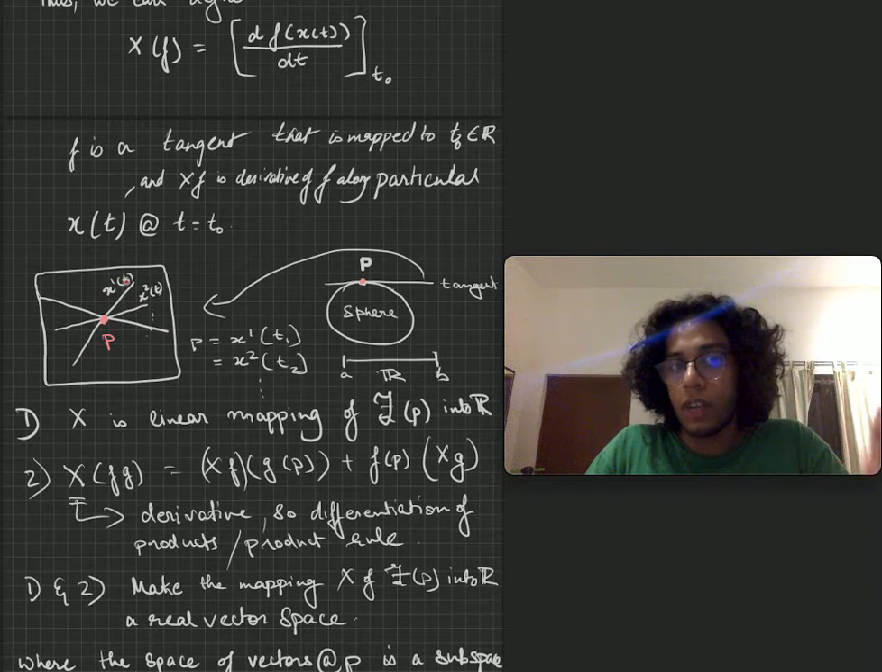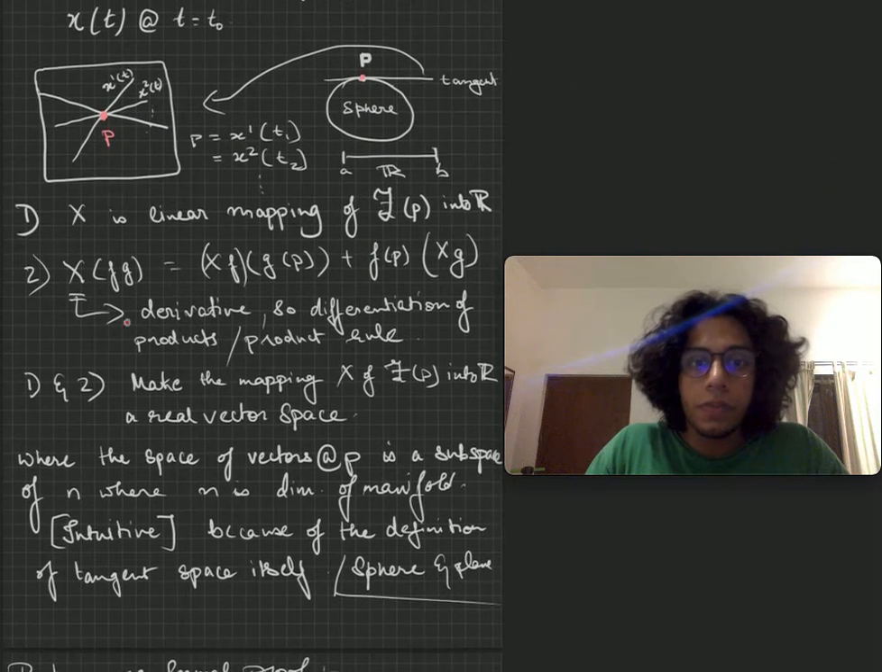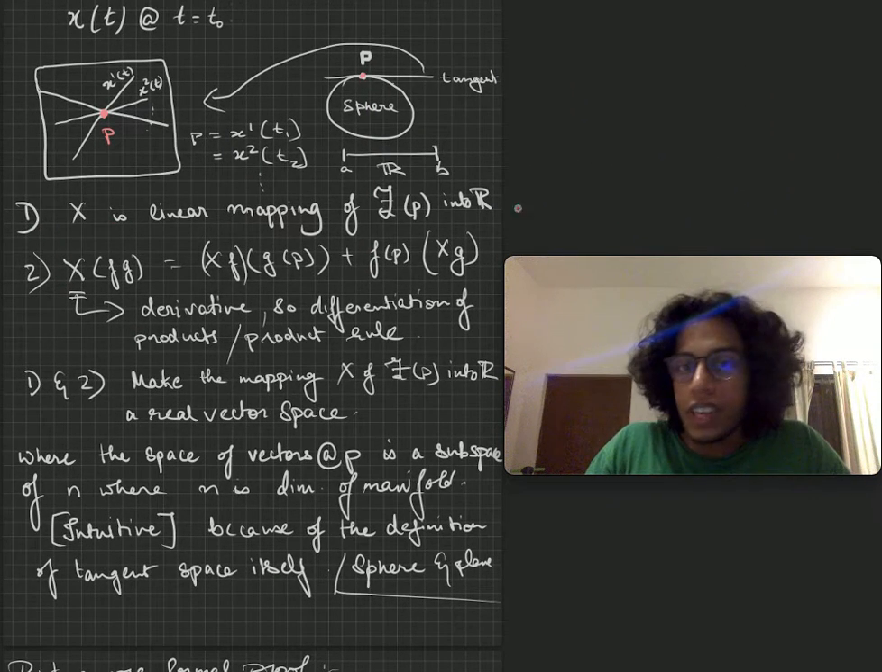So x_n of t has to be the curve if t_n is the mapping to p. All right, so given this, once you understand how this works, there are two very simple properties. One, x is a linear mapping of F of p onto R.